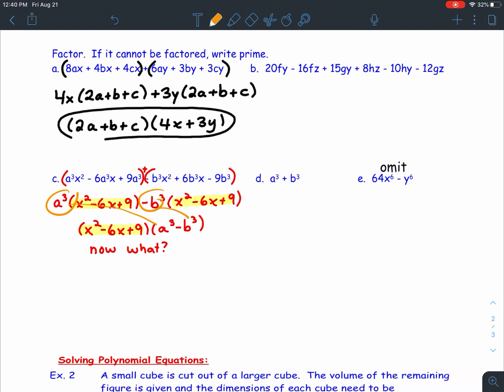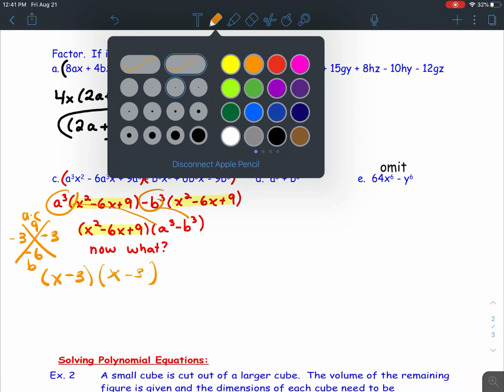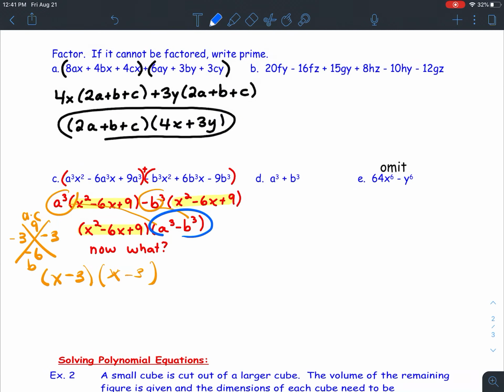This first factor, that's a trinomial where the lead coefficient is a 1. So we could actually break that down. I could make an X puzzle and put 9 in the top, -6 in the bottom. And the two numbers for this would be -3 and -3. So that's how my trinomial factors.